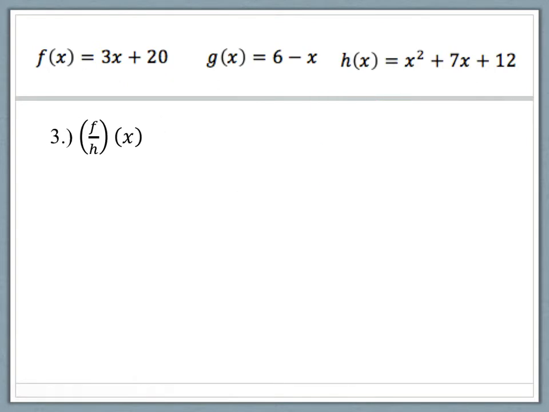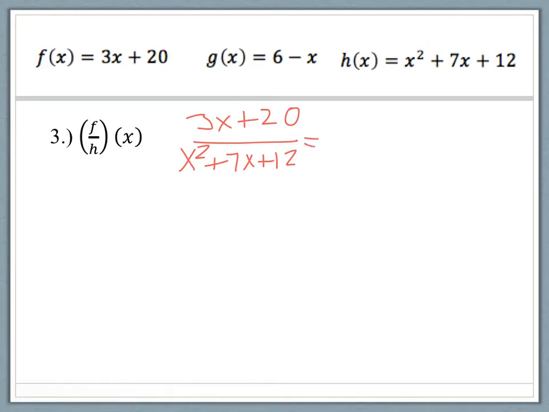Okay, so let's take a look at another one. So I have 3x plus 20 over, since it's f of x divided by h of x, my h of x this time is x squared plus 7x plus 12. So they'll give you different f of x's and g of x's and h of x's. You just got to plug them in, and the same process works each time.